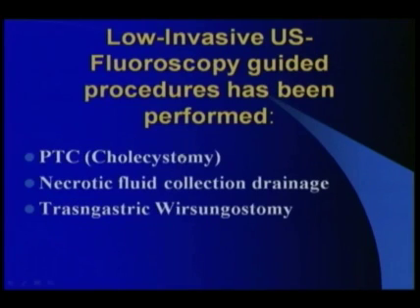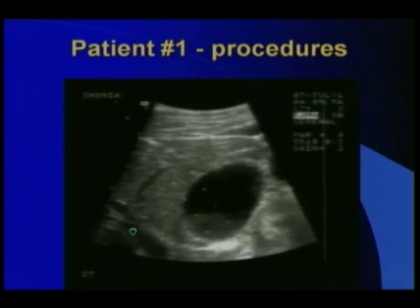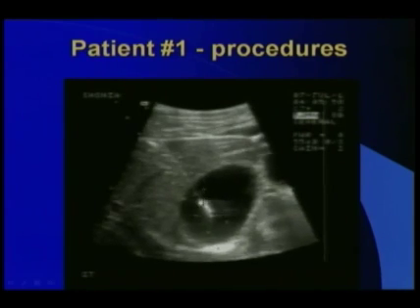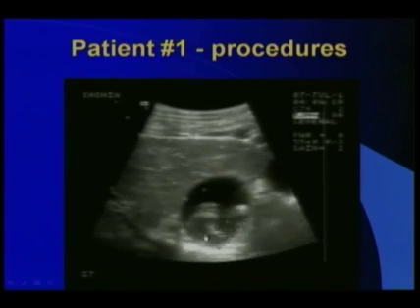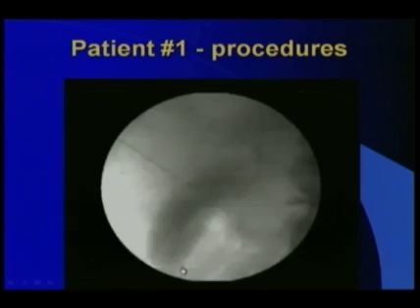What kind of procedures we performed to him? PTC was done. We performed cholecystostomy. Necrotic fluid collection drainage has been performed to him, and finally we did transgastric wirsungostomy. You can see all those procedures in real time. This is the gallbladder. We assessed it by percutaneous puncture. We are injecting now the contrast.